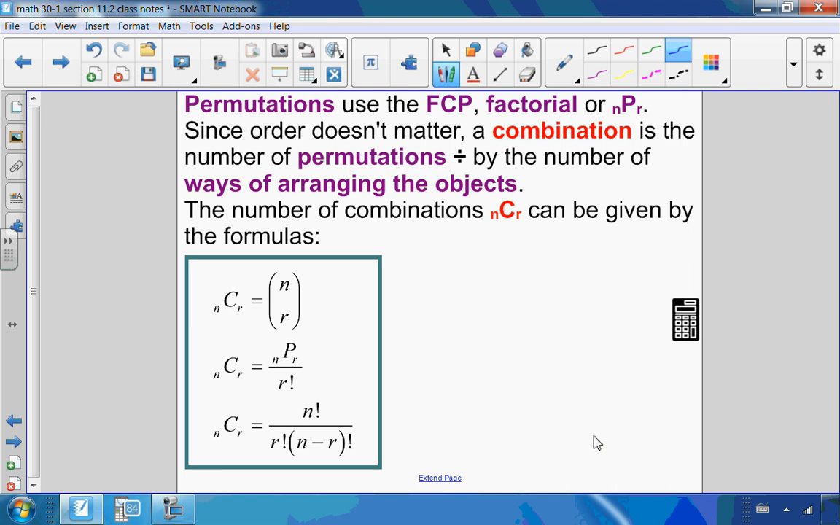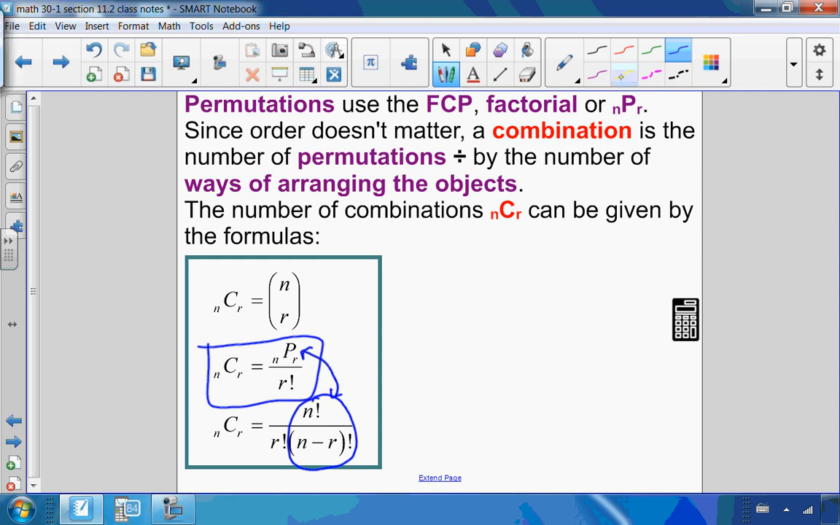Okay, so here's the formula that I was just talking about right here. It is permutations divided by ways of arranging the objects. And if you look at it, here is your formula for permutations right there. That's the formula that we did, that's the nPr formula. And we're just dividing it by the extra r factorial. So this formula is on your formula sheet.